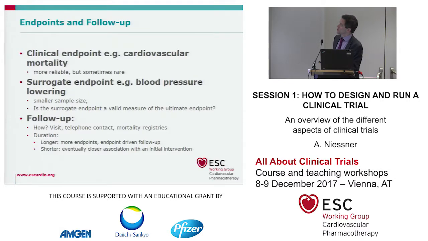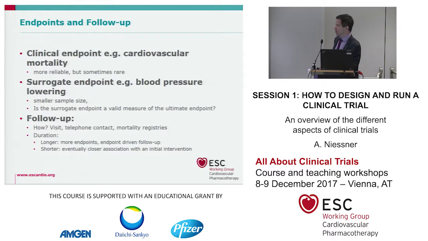Then we have to think about the endpoint and the follow-up. The clinical endpoint may be a hard clinical endpoint like cardiovascular mortality. That's fine, that's easy to assess. It's more reliable, but the problem is it's sometimes rare. So you may think, well, I do not have the power, let's go to surrogate endpoints. That's also fine, like blood pressure lowering. You usually need a smaller sample size, but the important thing is whether the surrogate endpoint is really a valid measure of the ultimate endpoint. So you really have to be sure that your surrogate endpoint is closely connected to the clinical endpoint. Otherwise, it doesn't make much sense.